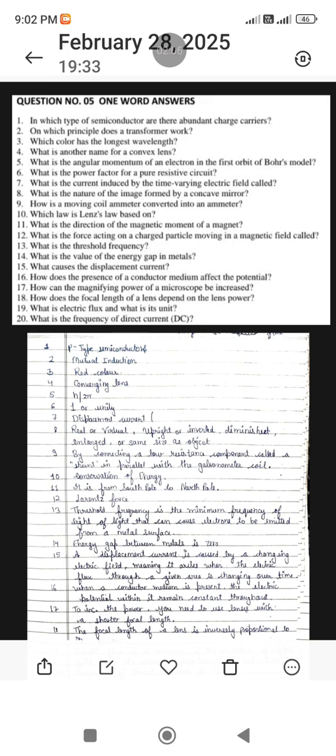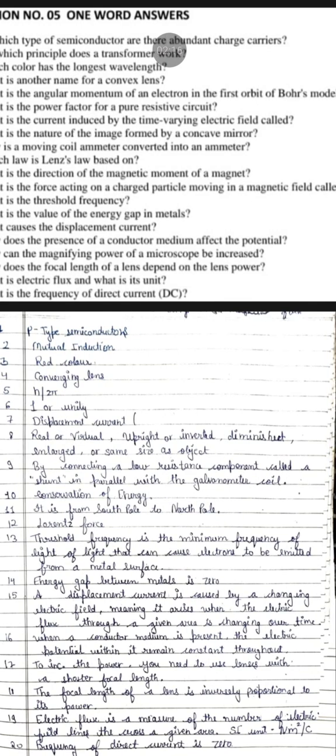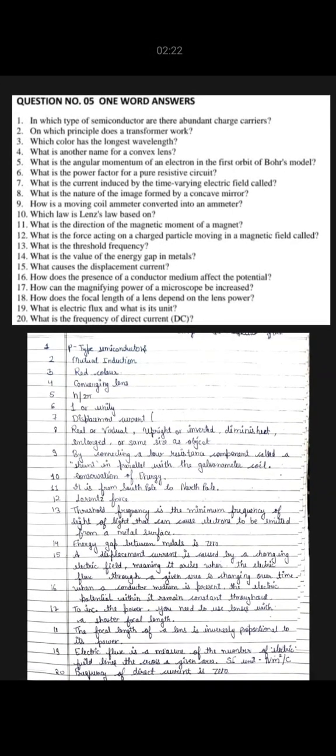What causes the displacement current? A displacement current is caused by a changing electric field, meaning it arises when the electric flux through a given area is changing over time. How does the presence of a conductor medium affect the potential? When a conductor medium is present, the electric potential within it remains constant throughout.